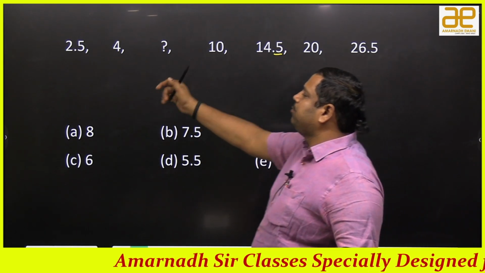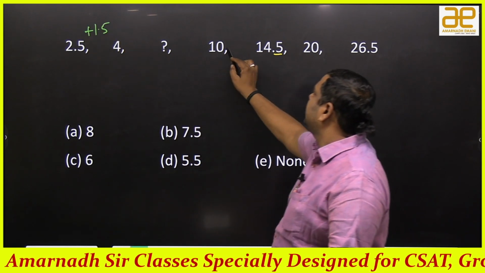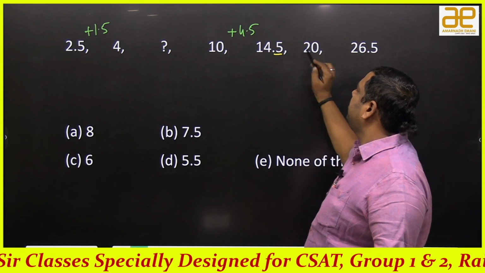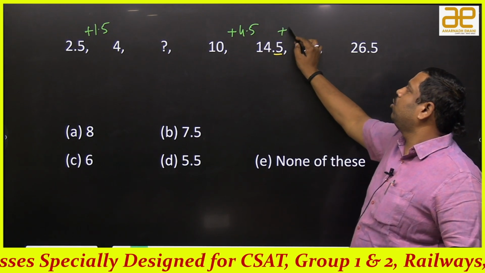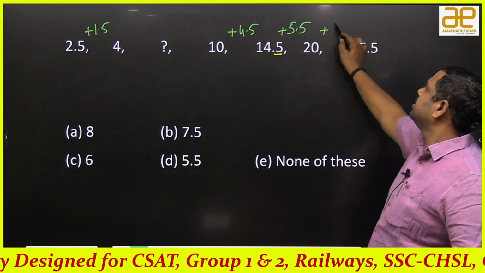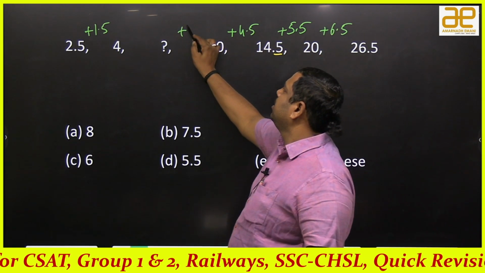So 2.5 and 4. How much do I have to add? 1.5. Go to the next: 10 and 14.5. Okay, so 14.5 and 20. No, 5.5. 20 and 26.5. 6.5. 6.5, 5.5, 4.5 means the next one will be?